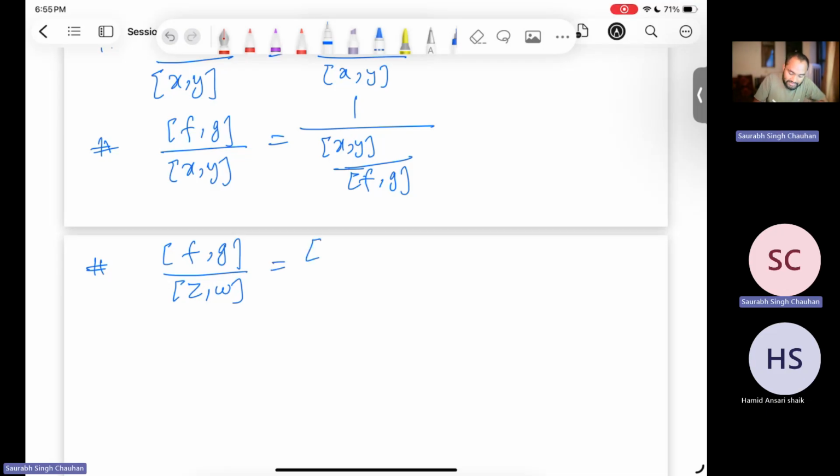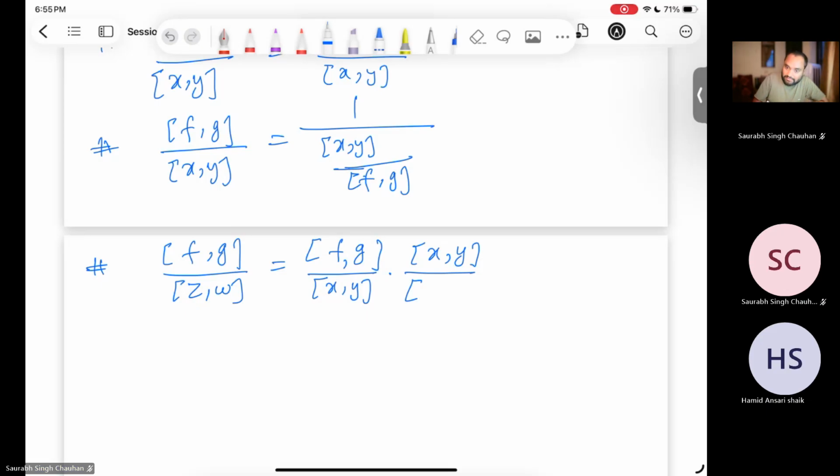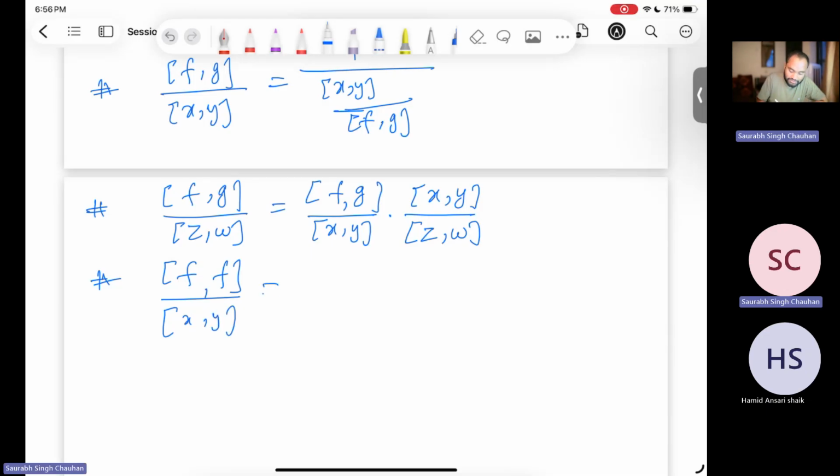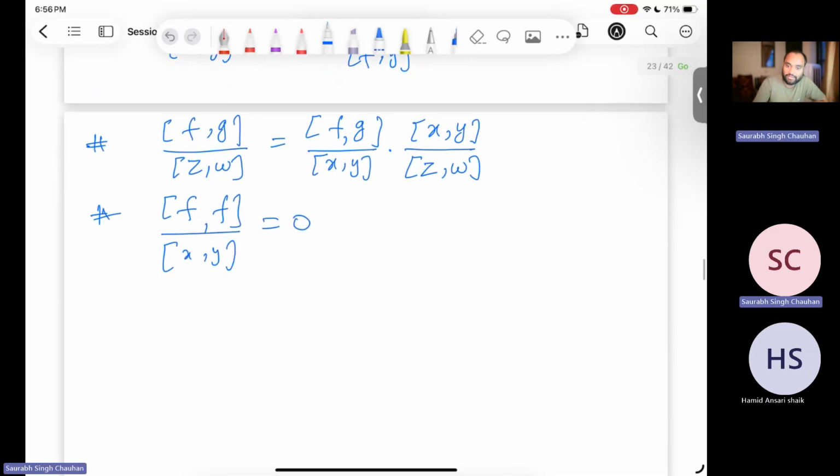You can write Jacobian of f and g with respect to x, y times Jacobian of x and y with respect to z, w. This is another property. One more property: Jacobian of f and f with respect to x and y is 0.